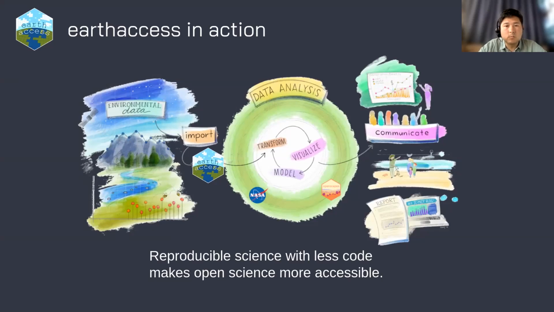So you can see that once you get the data, which shouldn't be complicated, the complicated part should be in the science, right? The data analysis, the transformations and visualizations that have to happen. But we shouldn't complicate the access part.